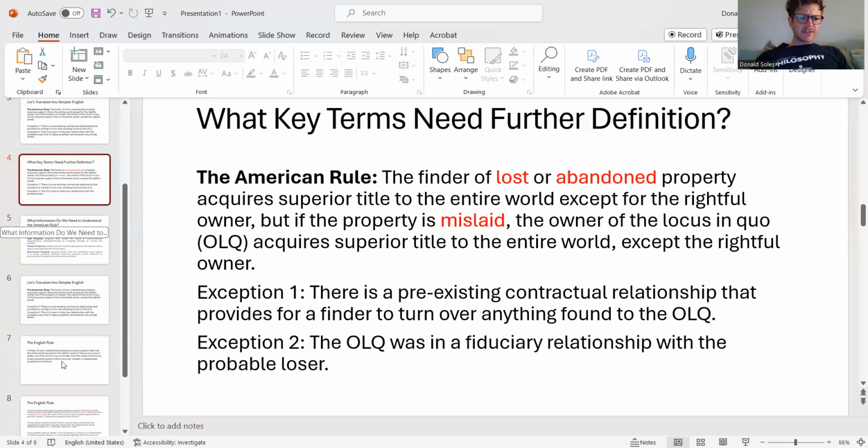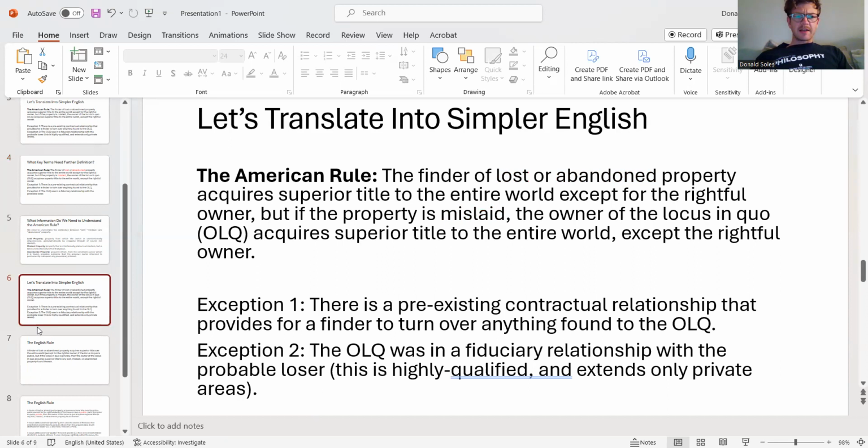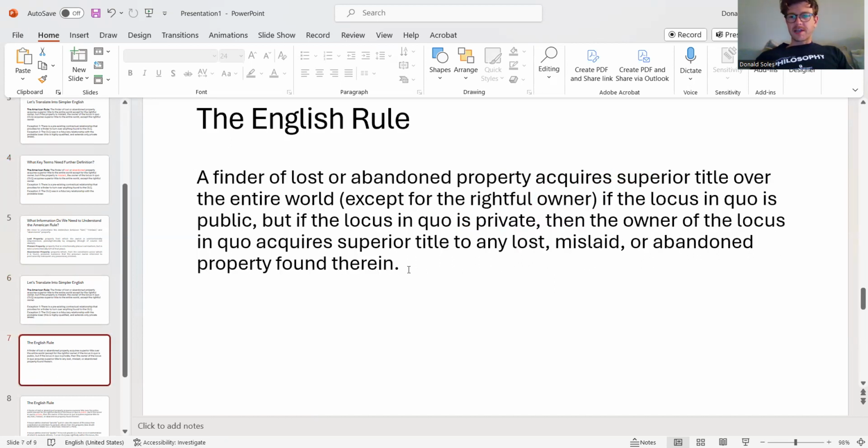I'd like to turn my attention now to the way our brethren across the pond approach these problems. And let's look at the English rule, which differs slightly from the American rule. Now, the English rule does not recognize the existence of mislaid property whatsoever. So please understand that right now. In England, it does not matter if anything was intentionally placed and then forgotten about. They don't recognize this category. It plays no role in their legal reasoning. It doesn't exist for all intents and purposes.